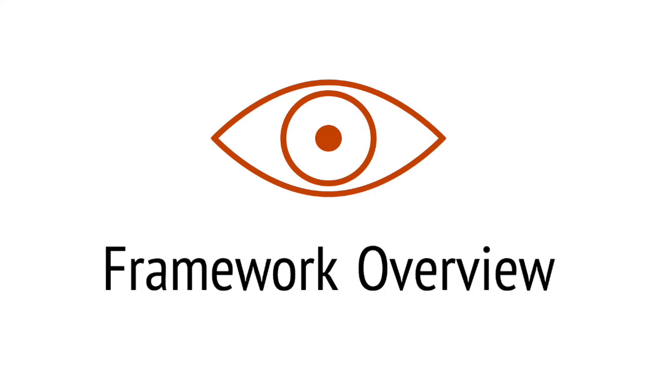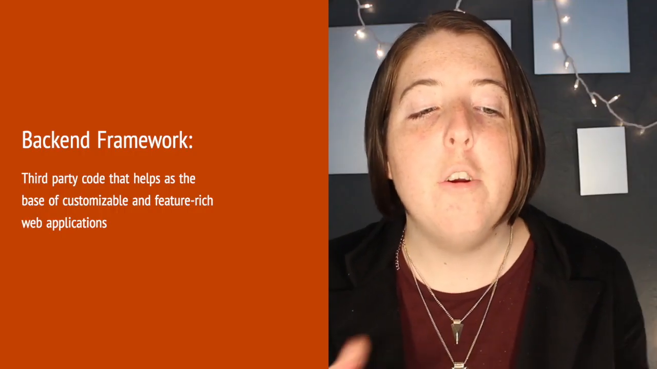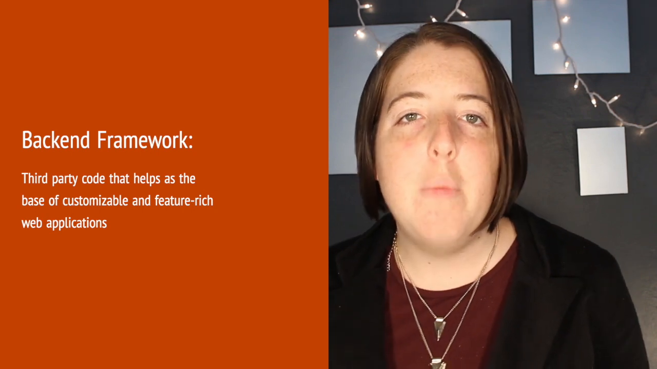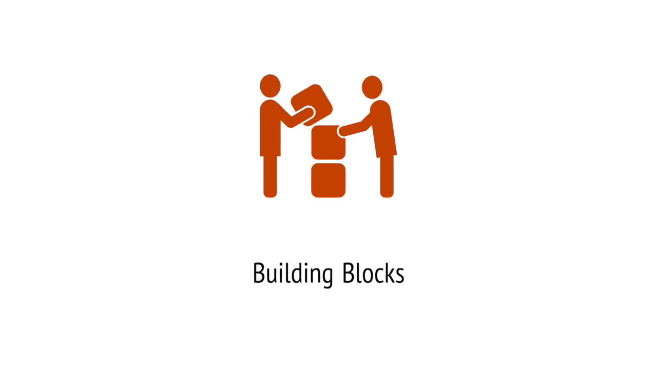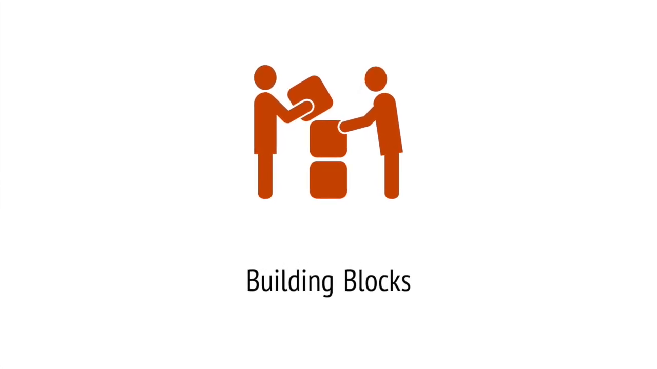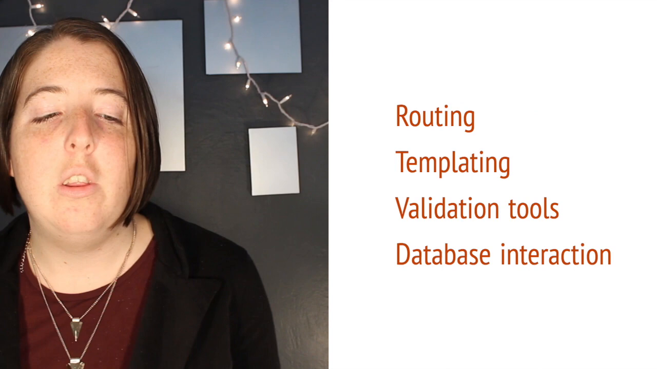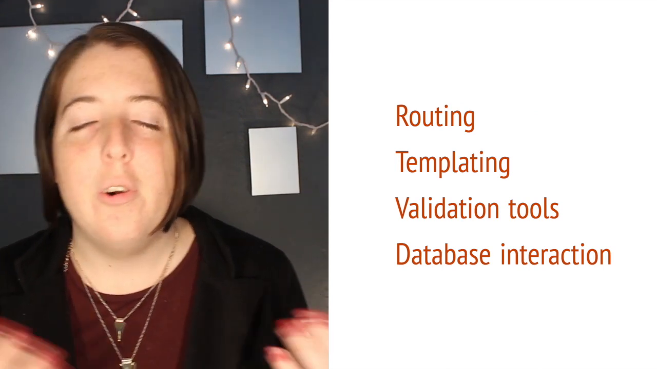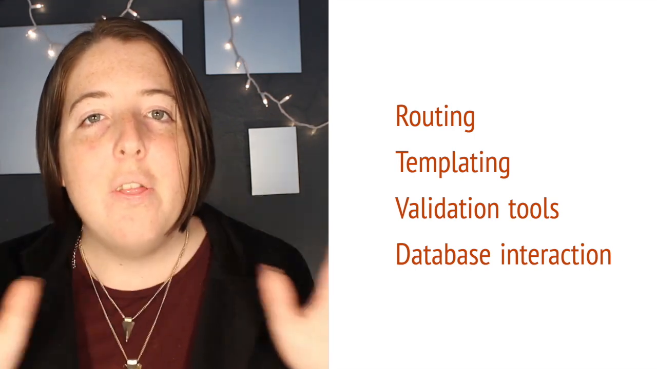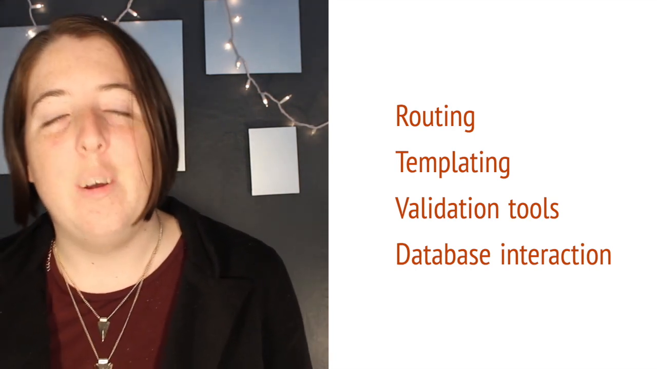So let's start with what a backend framework is. A backend framework is third-party code that allows us to make feature-rich web applications. These are just like the building blocks we use to create apps, to build them faster, better. Major features of a framework include things like routing, templating, validation, and ORMs or database interaction. Some of these terms may feel familiar, some of them may not. Don't worry, we're going to talk about all of them this month, and you're going to learn a lot.